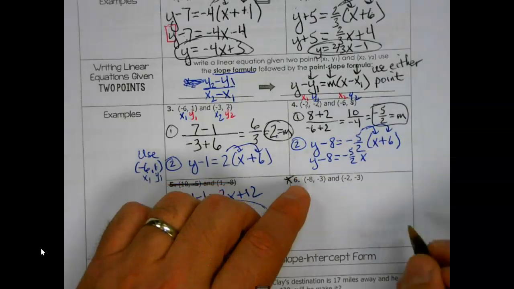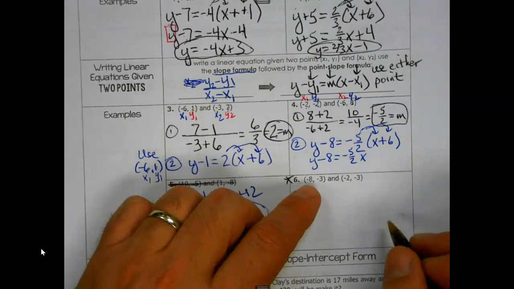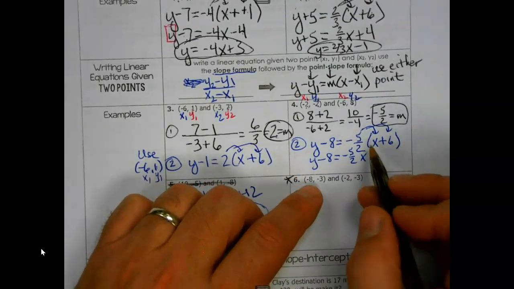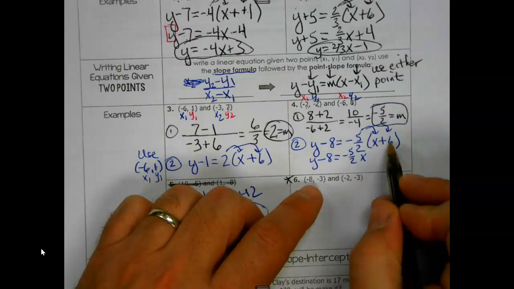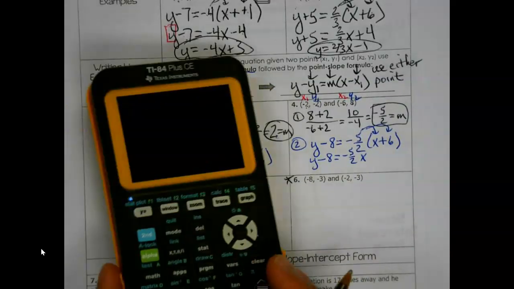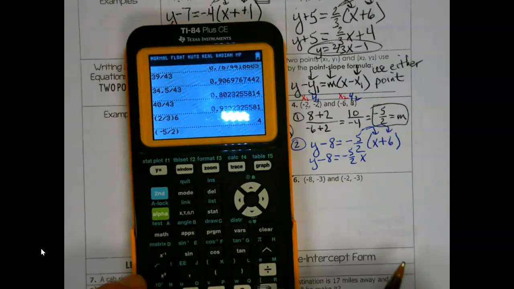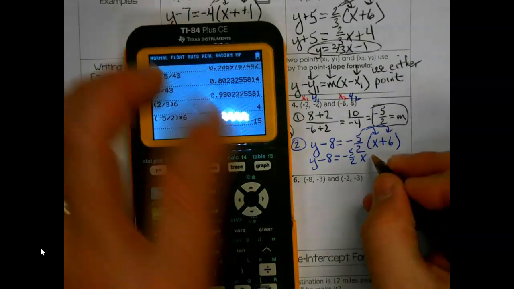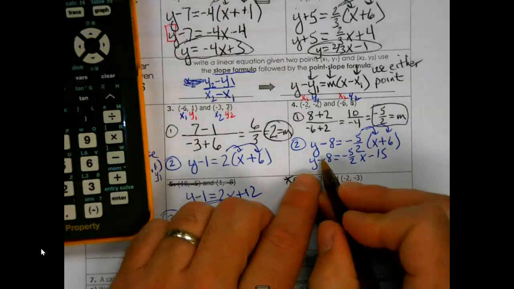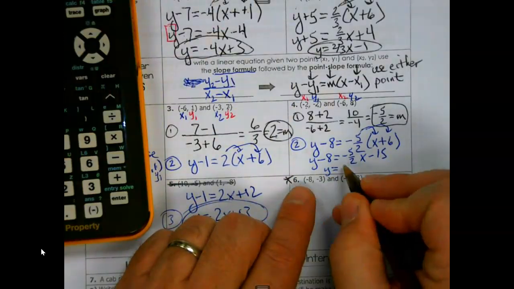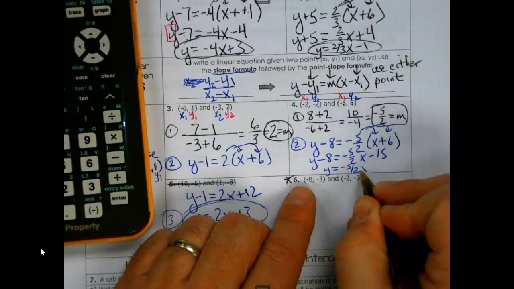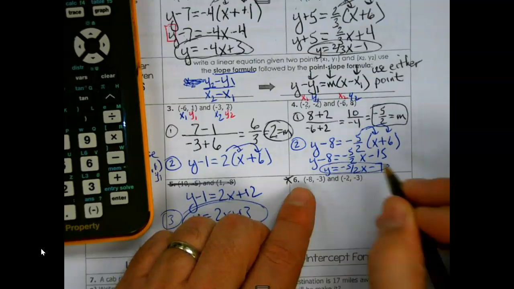We're even going to fix this up, fit this all in the box. -5 times 6 would be -30, divided by 2 would be -15. But if I don't want to do that, -5 halves times 6 is -15. There it is. And add the 8 over. And we're in business.